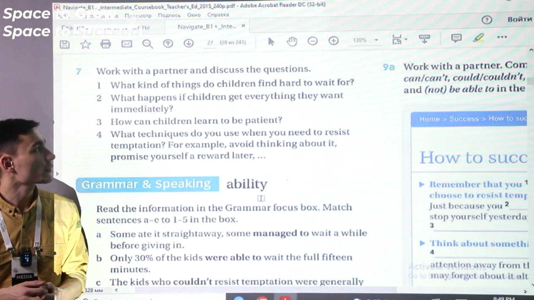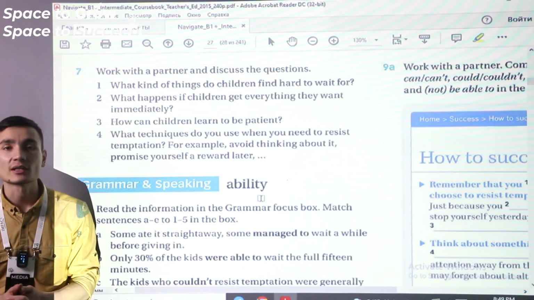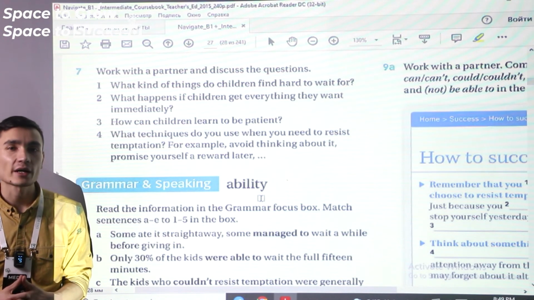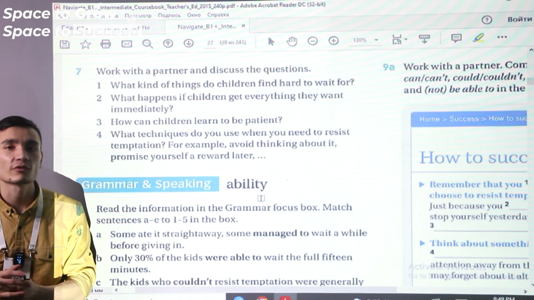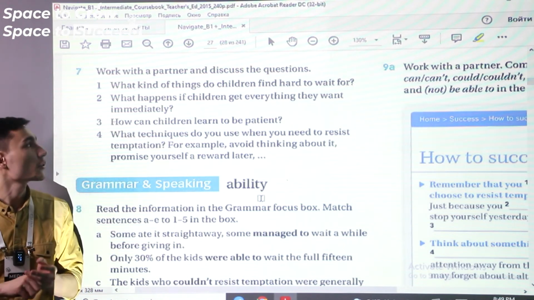2. What happens if children get everything they want immediately? Well, in my opinion, it's a bad idea to give everything to them immediately because they will not have patience, they will not have work ethics, it will lead to a lot of bad habits being formed, a lot of bad character features being created.